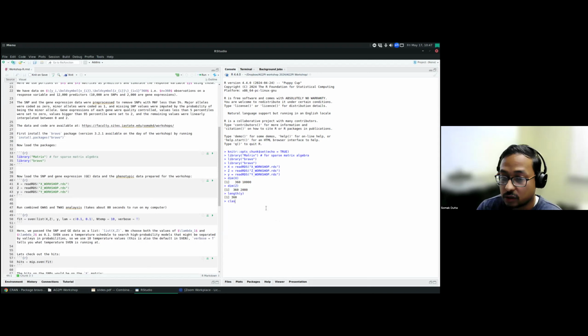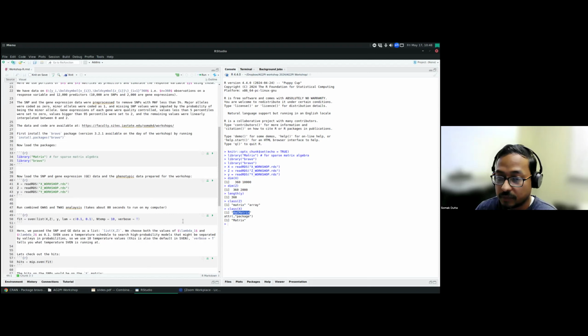So Z is stored as a native R matrix. It's just a dense matrix. But X is stored as what is called a sparse matrix. The fancy name is dgCMatrix. So it's a double precision, column-major format matrix.